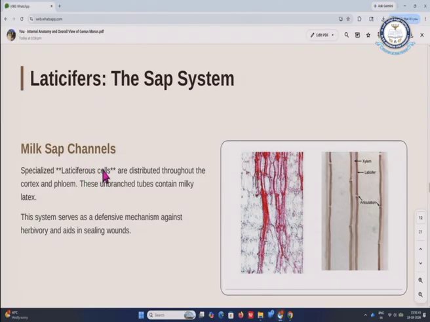Throughout the cortex and also throughout the phloem, these lactiferous cells are present. These are unbranched tubes containing milky latex. It doesn't contain a watery type of latex, rather it consists of a milky latex. So that is why it has been differentiated, identified and classified under the family called Moraceae.